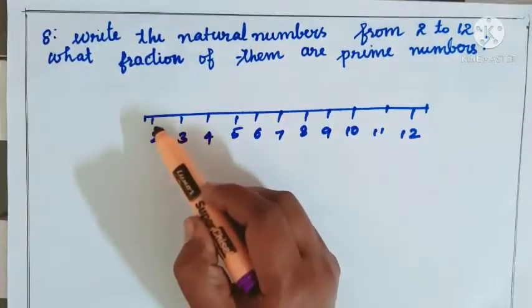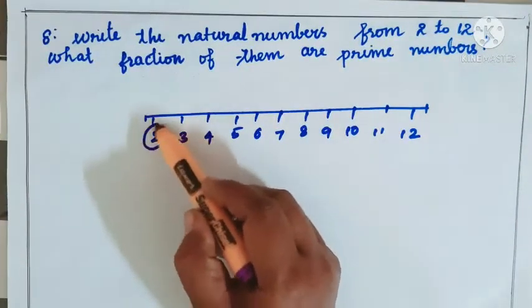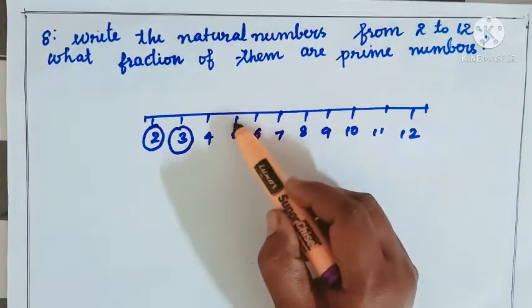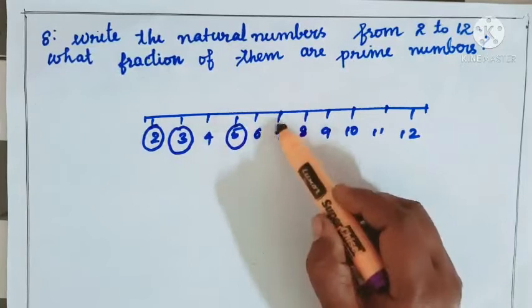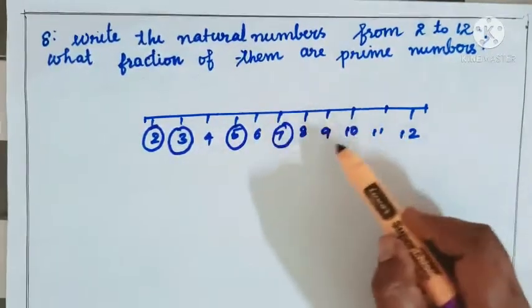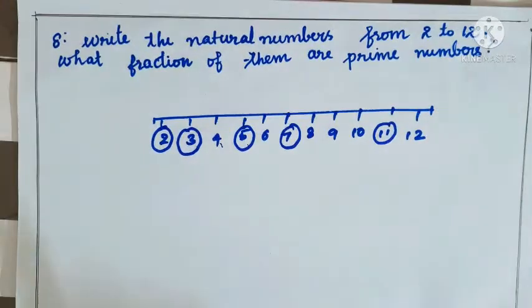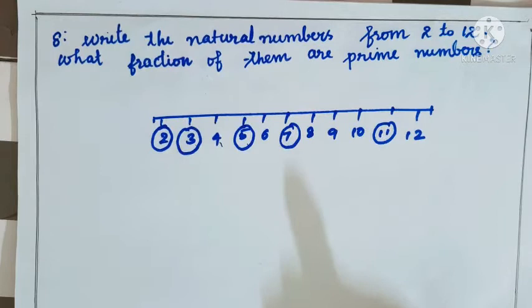Okay. So here what is that? 2, good, 3, then 5, yes, 7, then 11. Okay. Now we have to find the total number, isn't it? So total numbers, how many from 2 to 12? It is 11. That you have to write.